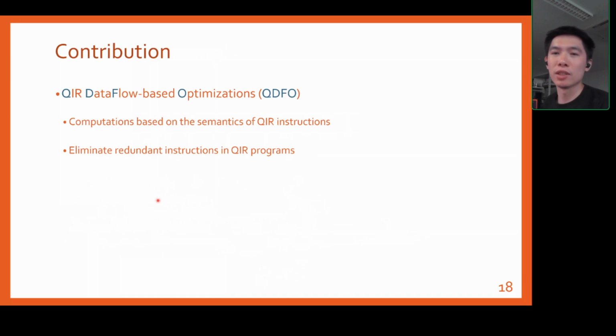In our work, we present Dataflow-Based Optimization. Our method is mainly in 2 parts. The first is that we refer to the semantics of the QIR instructions in the specification and perform some of the classical computations in the optimization process, thus providing the opportunity to apply the existing optimizations on the QIR code. The second one is that we try to eliminate the redundant instructions in QIR programs with alias analysis.